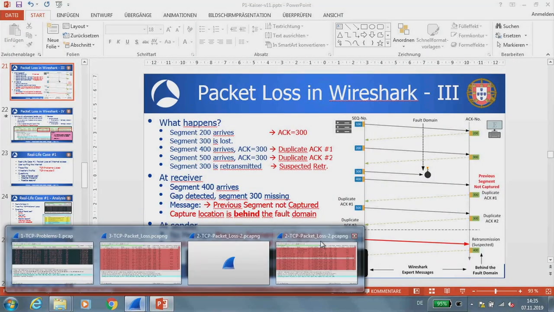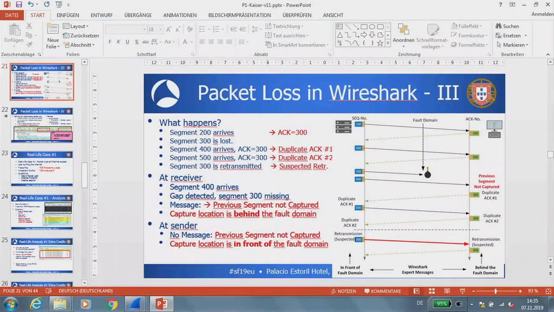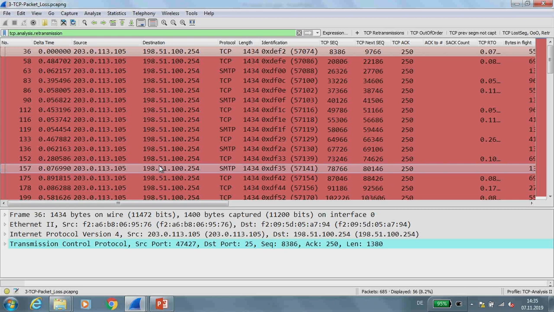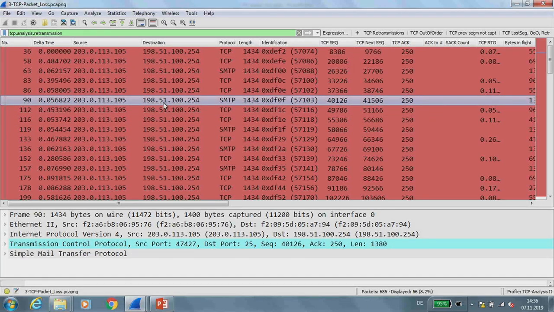So, that was the packet loss. That was the second packet loss. And for the retransmissions, this filter shows me all the retransmissions were sent from this to this guy. You may recognize the IP addresses, they come from the documentation range, so it's nothing real, although it looks like they could be official public addresses. So if I look at this, I see tons of retransmissions from that 203 to the 198.